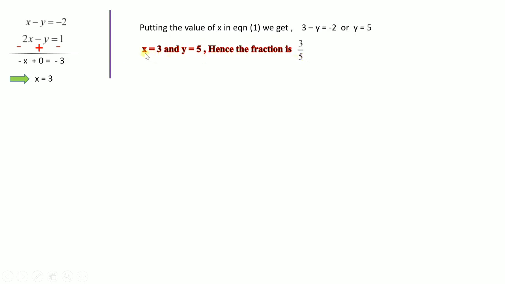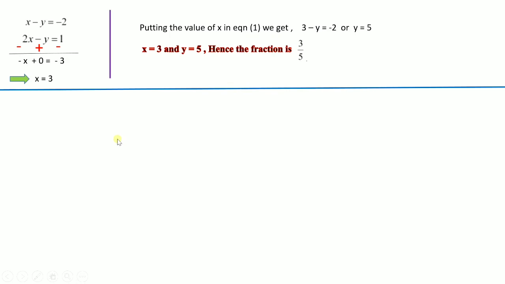What was the fraction in the beginning? x upon y. So therefore x is 3 and y is equal to 5. Hence the fraction x upon y is 3 upon 5. That's all about this question. Let us move towards the next one.